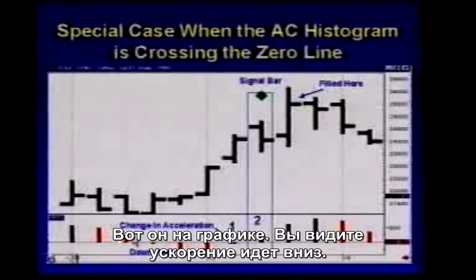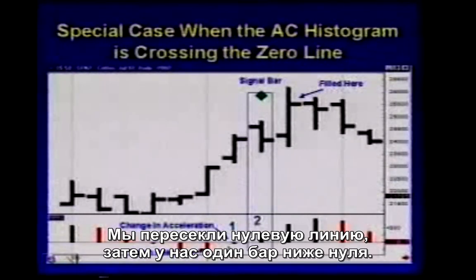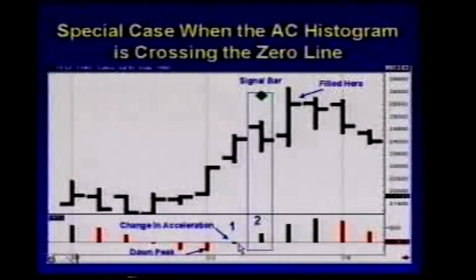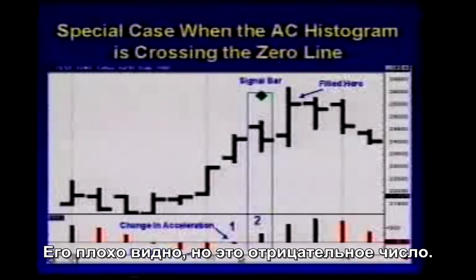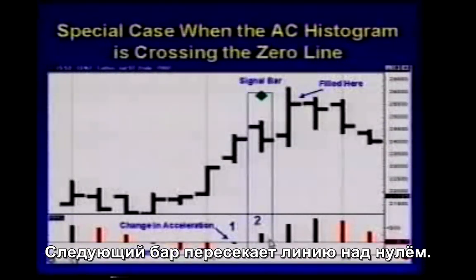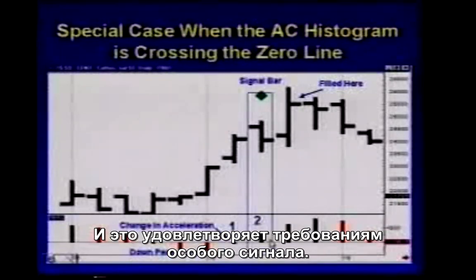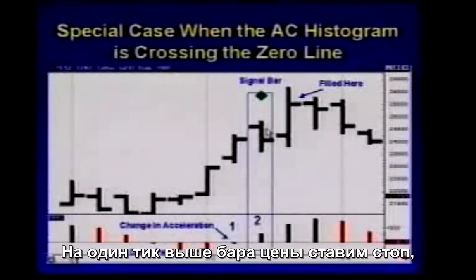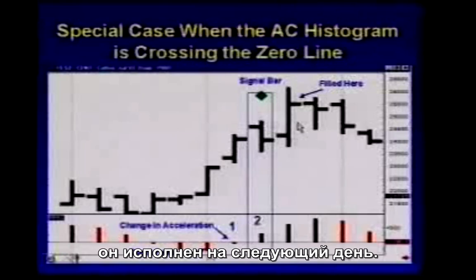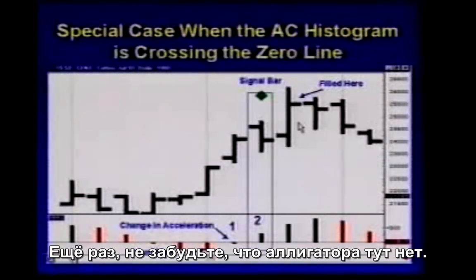You see accelerations come down. We've crossed below. Then we have 1 bar. It is below 0. It's kind of hard to see, but it is a negative number. The next bar crosses above 0. That meets the requirements for this special case. 1 tick above the high, and you see that it's filled the next day.